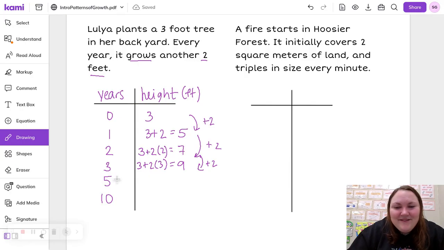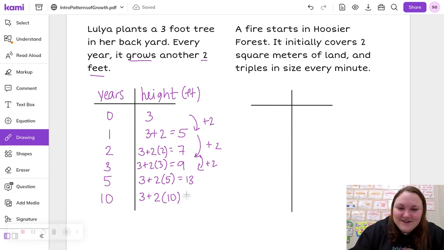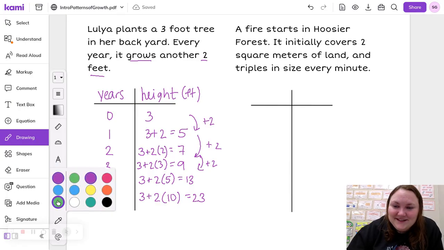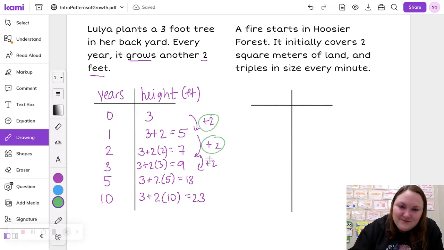And then when I get to year 5, it's not a big deal. If I start skipping some years, I know it's starting at 3 feet and it's growing 2 feet every year for 5 years. And that gets me to my 13. After 10 years, it starts at 3 feet and it grows 2 feet every year for 10 years, which gives me 23 feet. One of the things we're going to look at in this lesson is the patterns we see in tables like these. So the pattern here specifically is this pattern of addition. We are adding 2 every single year.